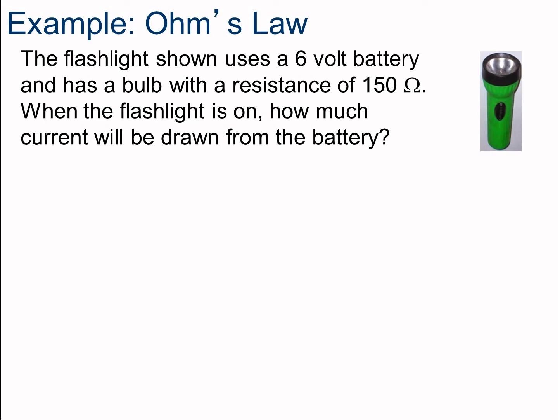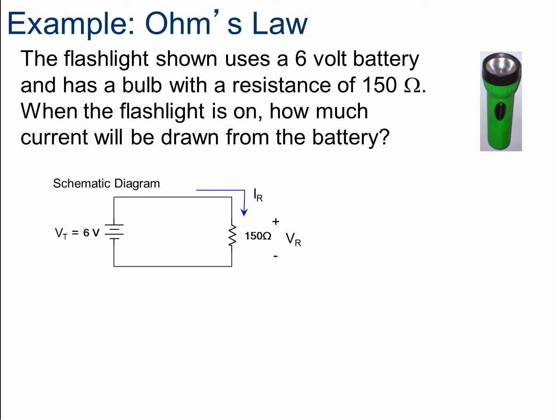So here we have a little flashlight, uses a 6-volt battery, has a bulb with a resistance of 150 ohms. When the flashlight is on, how much current will be drawn by the battery? Let's take a look at what this circuit looks like. We got a 6-volt battery, and we got 150 ohms of resistance. And we're going to show that the current flows from the positive and back to the negative. So we cover up the current, and so it must be voltage divided by resistance. So go ahead and solve this problem and tell me what is the current.